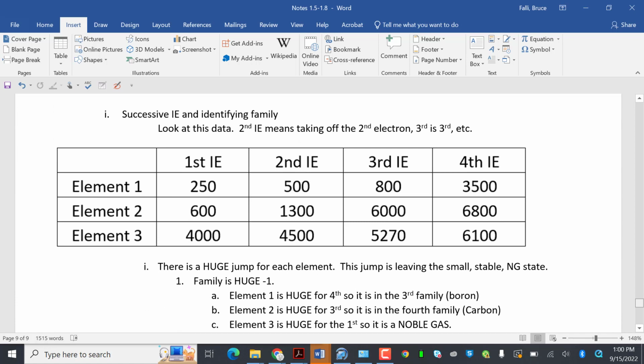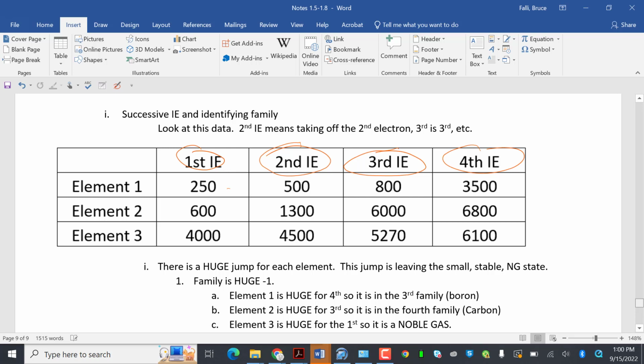All right, successive ionization energy and identifying family. Look at this data. So I've got my first ionization energy, I ripped off one electron. Second ionization energy, I ripped off the second electron. Third ionization energy, I ripped off the third one. Fourth one, you get the idea. Okay, so that's what that is.